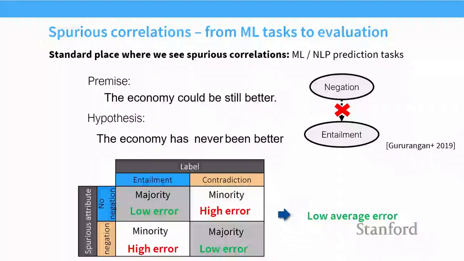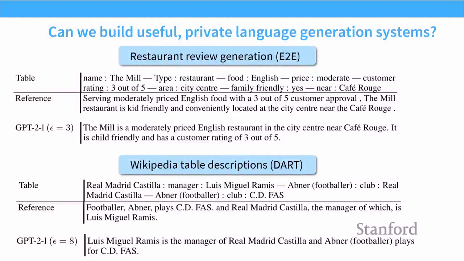So before I conclude in the last couple of minutes, I want to just show you examples of what a private system generates. Because in generation, I can show you numbers like BLEU scores and whatnot, but looking at the outputs I think is more compelling. For the top one, this is the E2E generation task. You have the table at the top that describes the restaurant. We have the reference that was written by humans. And below that is a private version of a neural language model that we trained. This thing has a very formal and strong privacy guarantee of epsilon of 3. And yet it generates perfectly fluent, grammatical, and correct restaurant reviews. And so that's the point that we're at now.